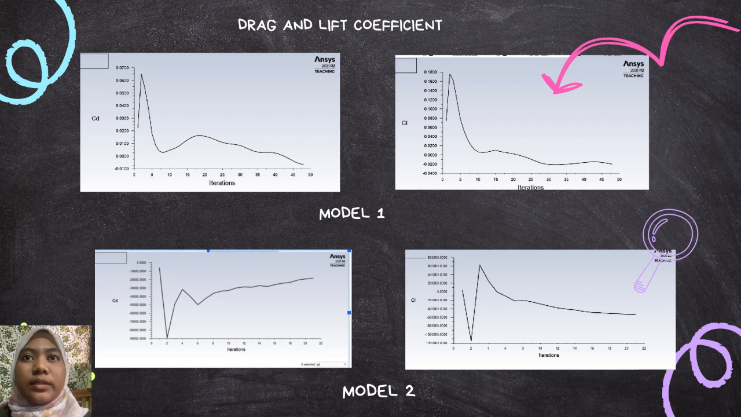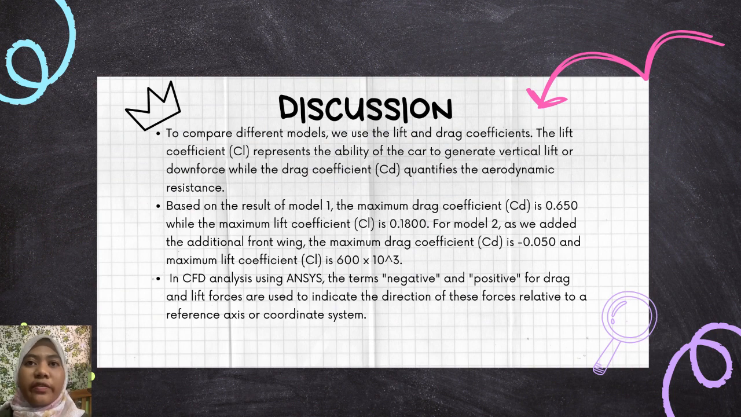Okay, this is the result of drag and lift coefficient for Model 1 and Model 2. To compare the different models, we use the lift and drag coefficient. The lift coefficient, which is CL, represents the ability of the car to generate vertical lift or downforce, while the drag coefficient, which is CD, quantifies the aerodynamic resistance.